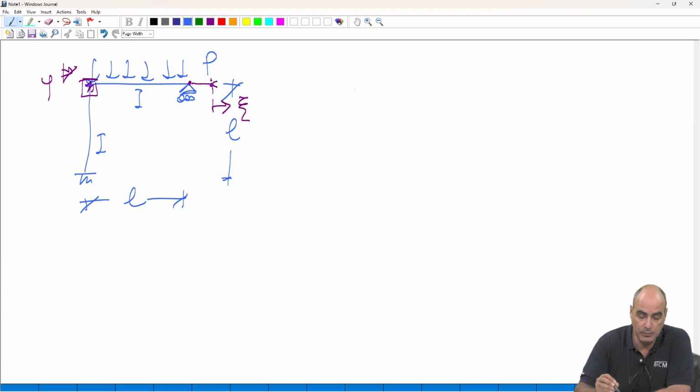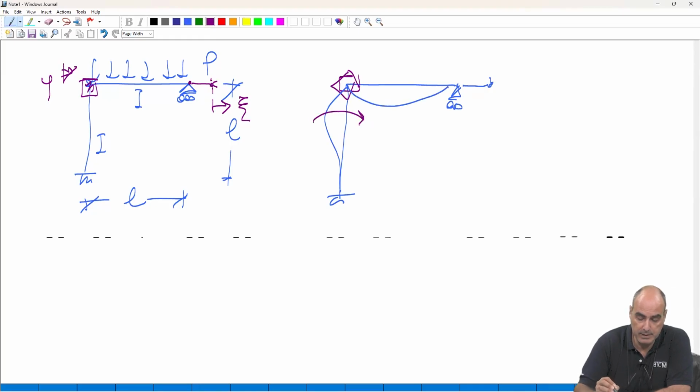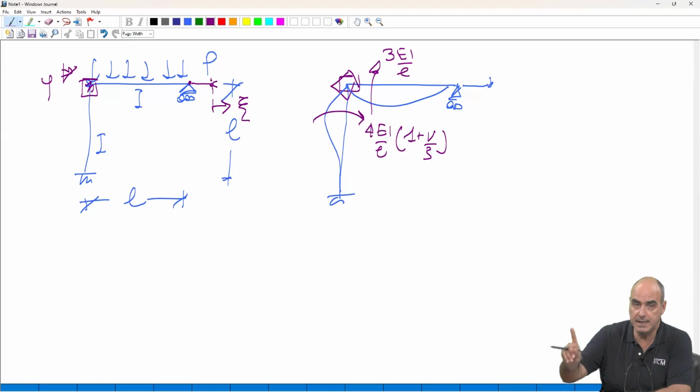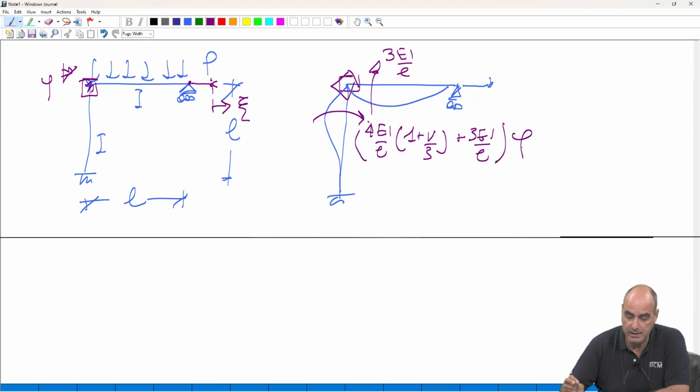So I have to write one equilibrium equation, which states that when I rotate this, the moment here is 4EJ over L (1 plus n over 3), and this moment here is 3EJ over L, because the beam here is fixed, supported. So 4EJ over L plus 3EJ over L times phi.